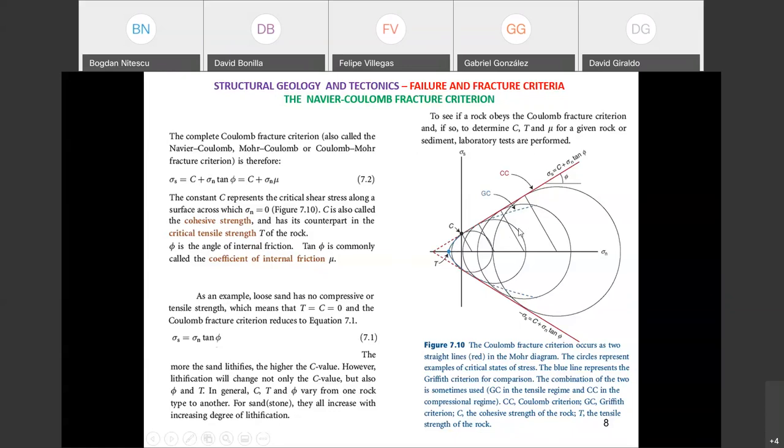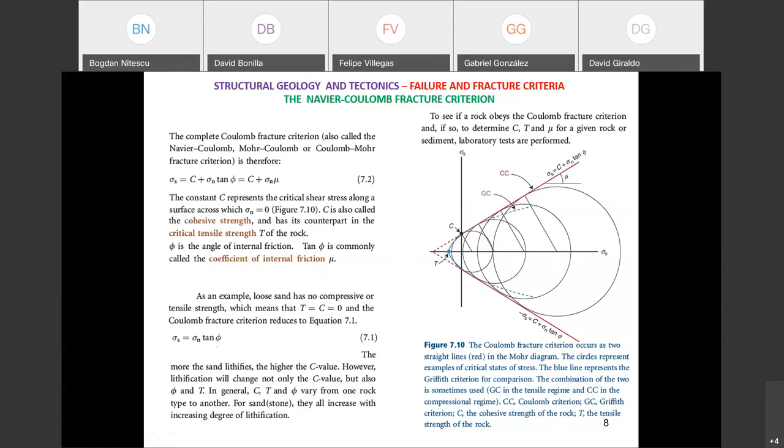What happens is that if you have a circle like this, it will not be tangent to this Coulomb criterion. That means that the rock will not fail under those sigma one and sigma three. One more thing: what happens when the cohesive strength, this one, C, is zero? The line starts from here. This is the situation for loose sand. Loose sand, you played with sand, has basically no cohesion. That's why it's loose and has no tensile strength. You can pull it apart easily. So for loose sand, this line goes through the origin here. All right, you will have time to read these things and absorb the names.